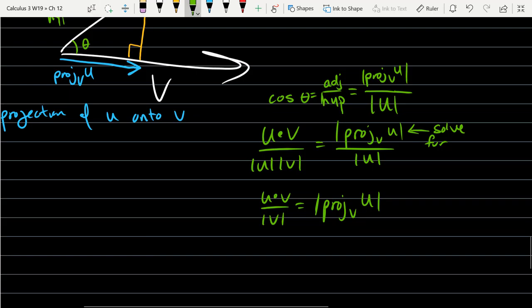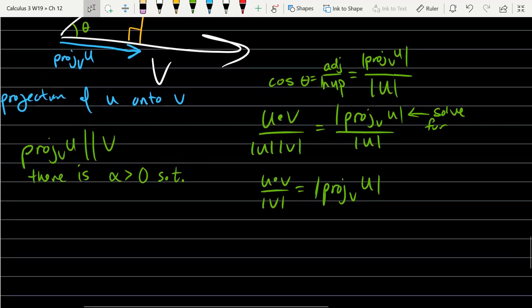So looking back to the picture I drew here with v and the projection, first of all, they're parallel. So what does that mean about their scalar multiple? They're equal, except they're equal up to a scalar multiple. So let's start with that. So projection of u onto v is parallel to v. So that means there is an alpha greater than 0 such that, I'm going to abbreviate with s.t., I'm tired of writing such that. So there's an alpha greater than 0 such that alpha v equals projection of u onto v.